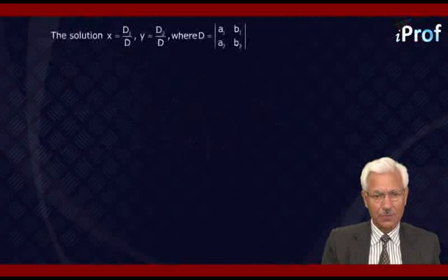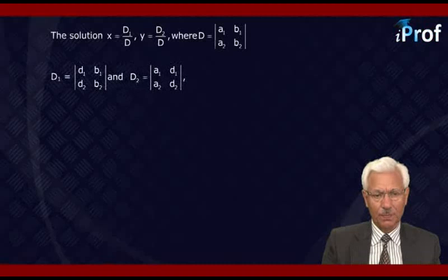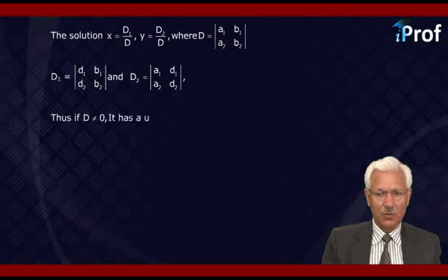The solution is x equal to D1 upon D and y equal to D2 upon D, where D is the determinant formed by the coefficients, that is a1, a2 in the first column, b1, b2 in the second column, and D1 equal to d1, d2 in the first column, b1, b2 in the second column, and D2 equal to a1, a2 in the first column, d1, d2 in the second column. Thus, if D is not equal to 0, it has a unique solution.